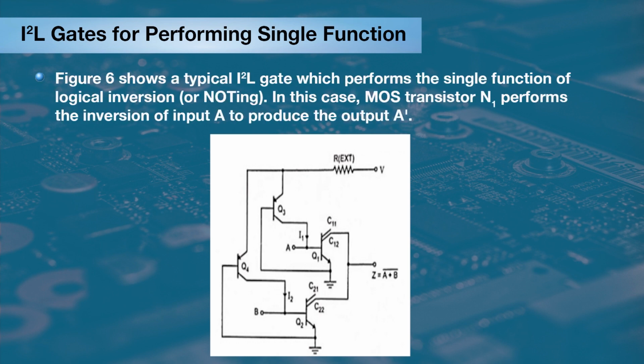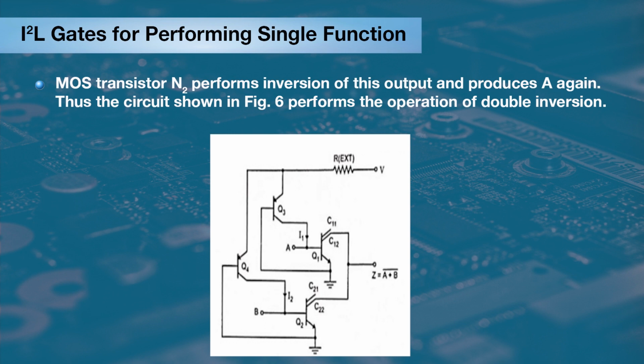Figure 6 shows a typical I2L gate performing the single function of logic inversion, or a NOT gate. Here the transistor N1 performs the inversion of input A to produce the output A bar. Transistor N2 performs inversion of that output and produces A again. Thus the circuit shown in figure 6 performs the operation of double inversion.